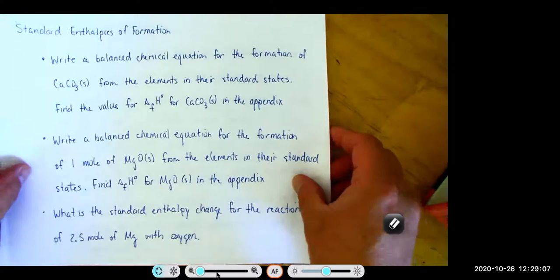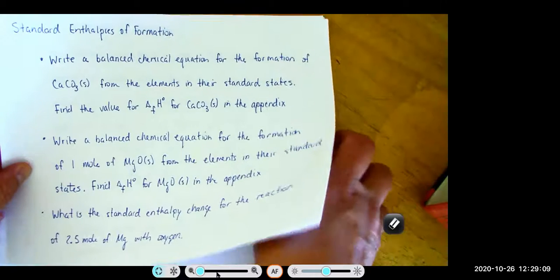Okay, we're just gonna do some problems from the back of the book. Actually, I had two questions. The first one was the second problem on the homework.